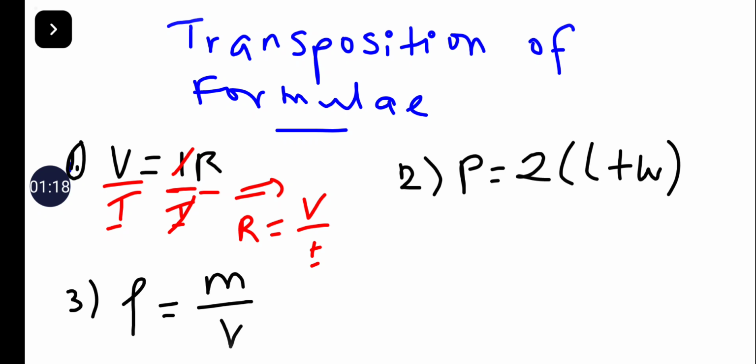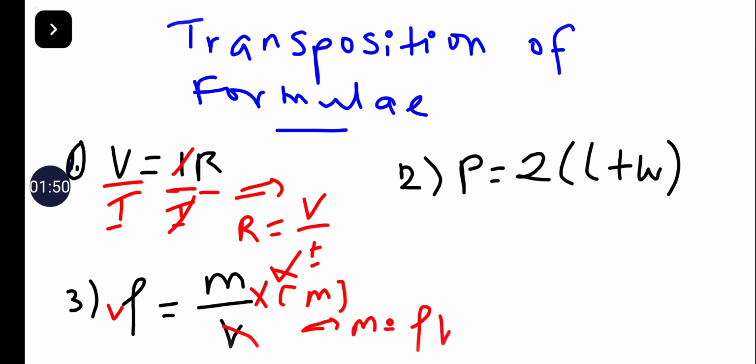Now if here you are asked to make M the subject, I ask myself which operation is linking M and V. You see that the operation linking M and V is division. What is the inverse operation of division? Multiplication. So I multiply both sides by V. Take note, V will cancel. It gives us M is equal to rho times V. I've made M the subject.